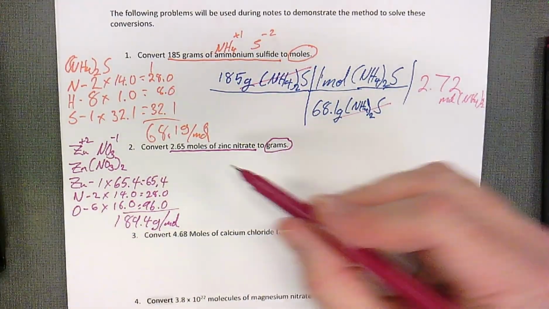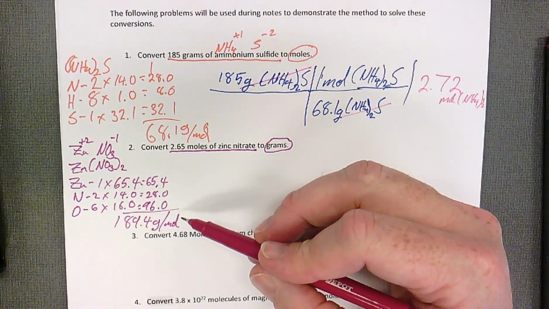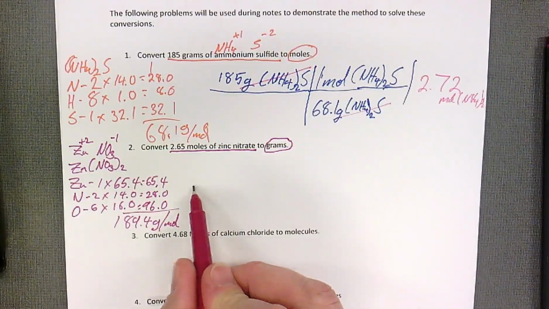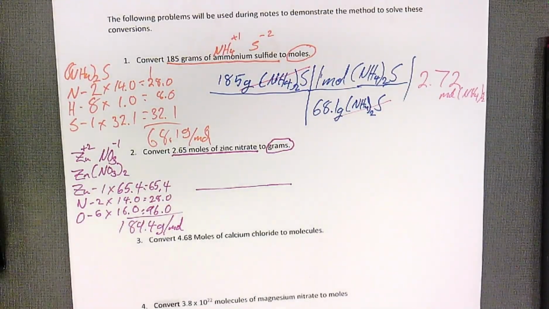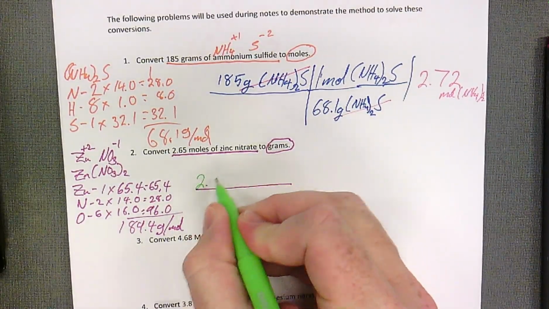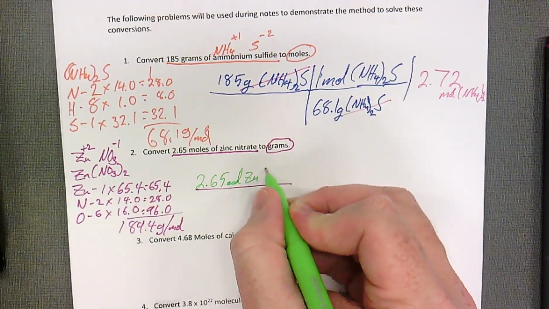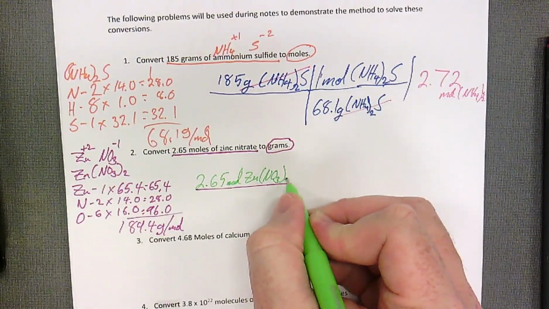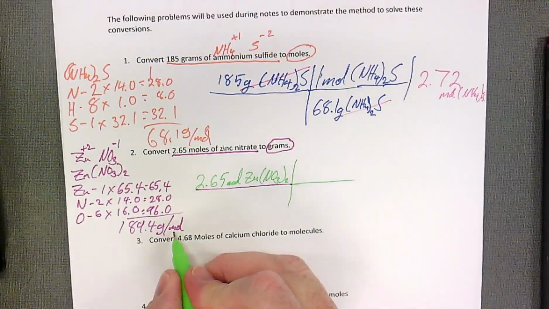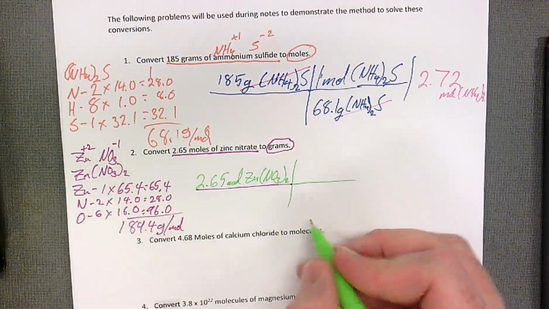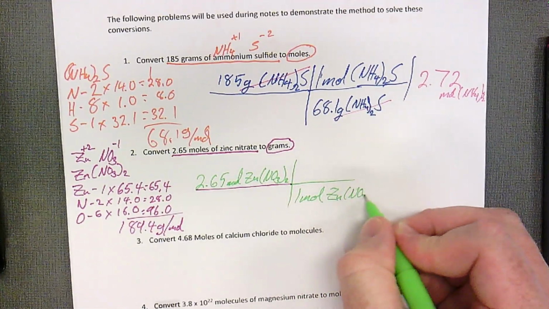All right, so we got what we know, got what we want, and we got our relationship. Does that make sense? So now we set up and solve. Always start with what they gave us in the problem. What did they give us in the problem? 2.65 moles zinc nitrate. Okay, if I have moles on top, where's it go on the next step? On the bottom. And the moles for these problems is always going to be 1 mole. 1 mole of zinc nitrate.